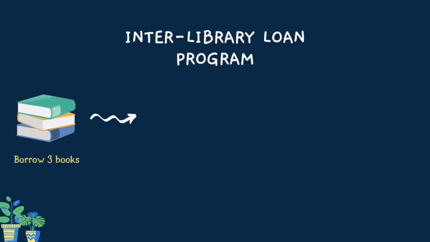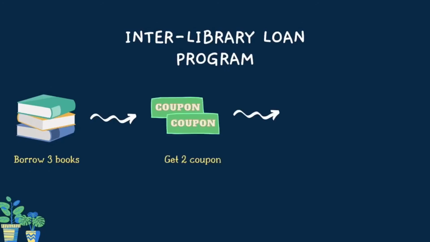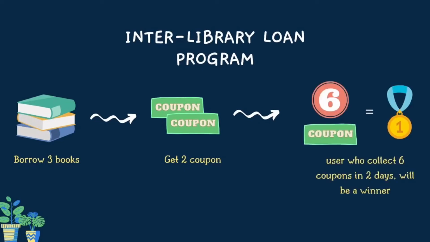In this case, we have created some interesting activities related to interlibrary loan for our programs. The activity is 3 books get 2 coupons. They can borrow books according to selected sections only in order to win this activity. Throughout our programs, those who have collected at least 6 coupons will be announced as the winner.